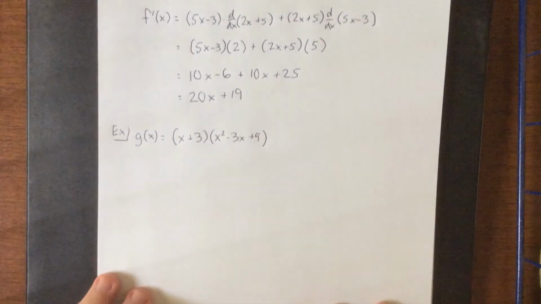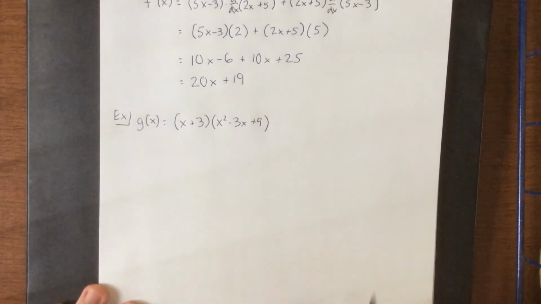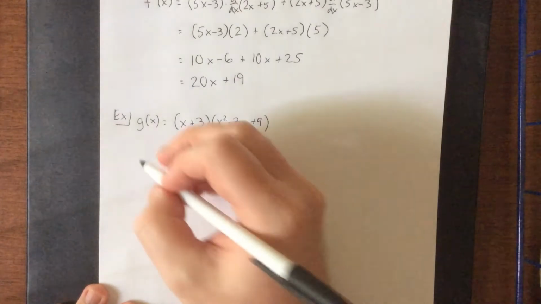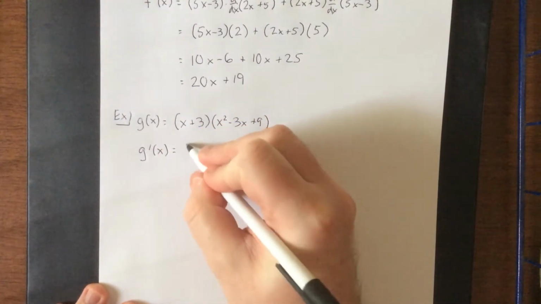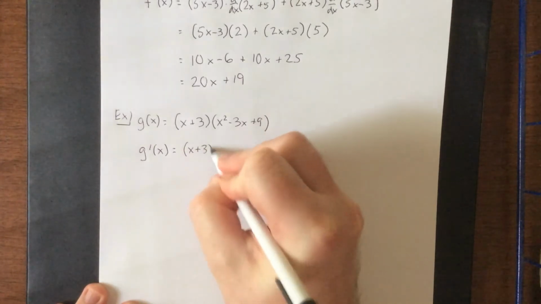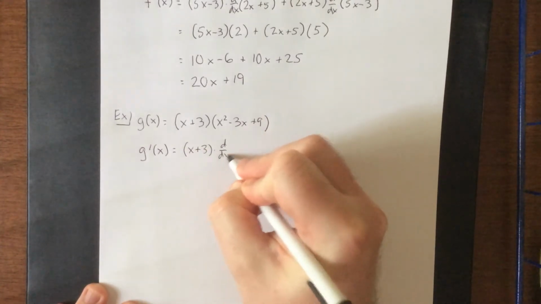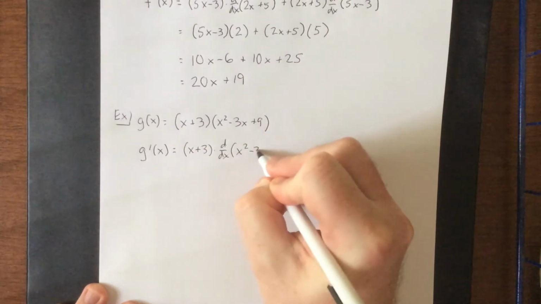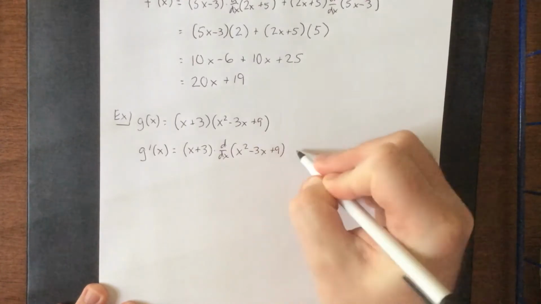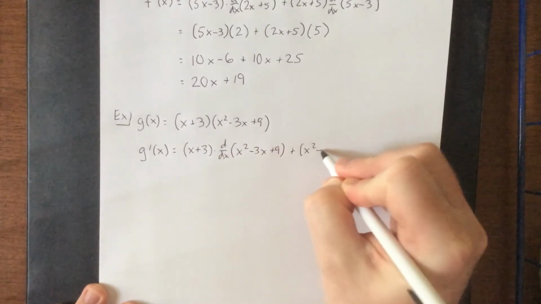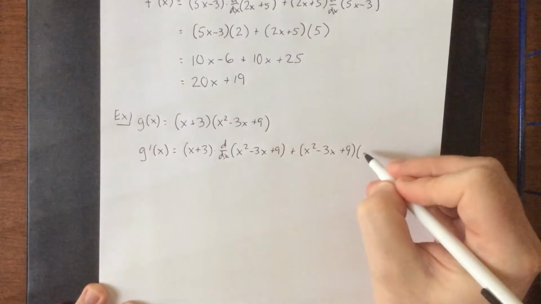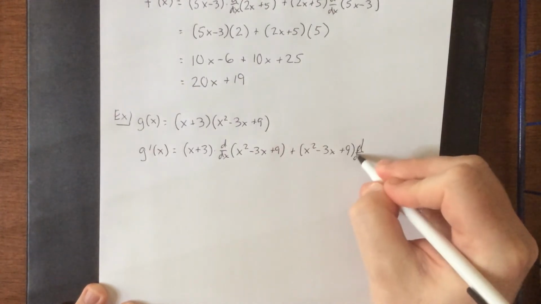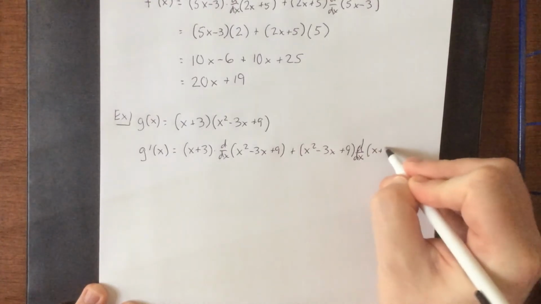Now for this one, again, we could expand this thing completely and then differentiate it, but we want to practice the product rule. So product rule, once again, states this will be the first thing times the derivative of the second thing, plus the second thing times the derivative of the first thing. Oops, that should be d over dx of x plus 3.